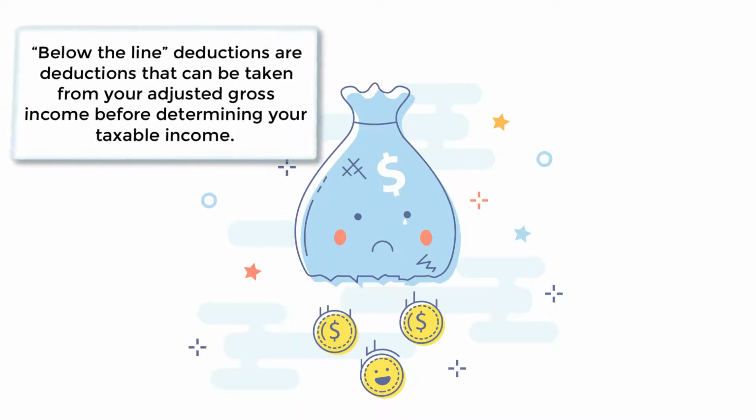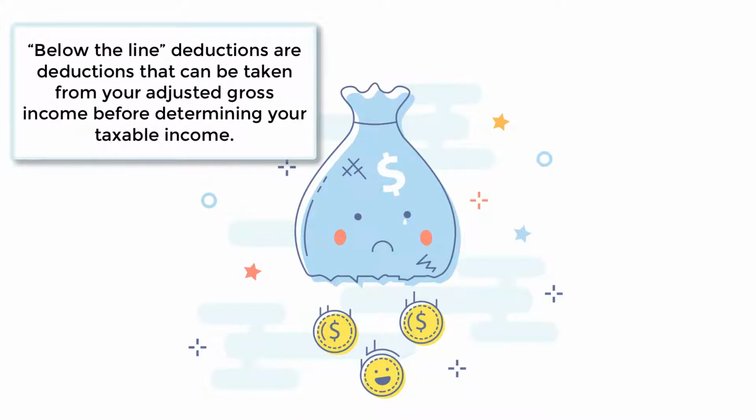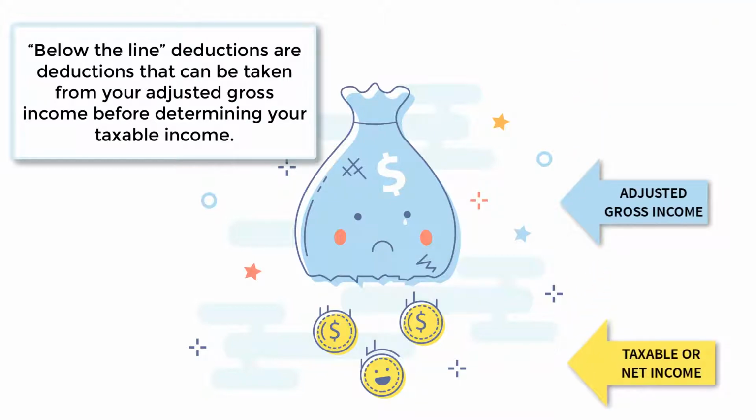Your below-the-line deductions are deductions that can be taken from your adjusted gross income before determining your taxable income, and thus how much you actually have to pay in income tax. The amount of income that remains after all of your income tax deductions is your net income.